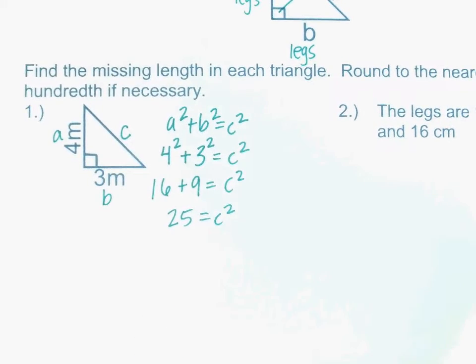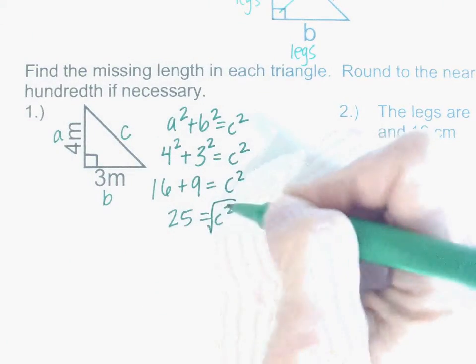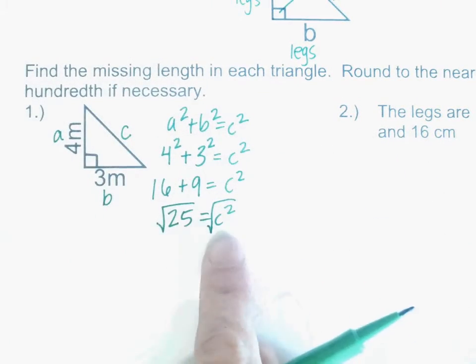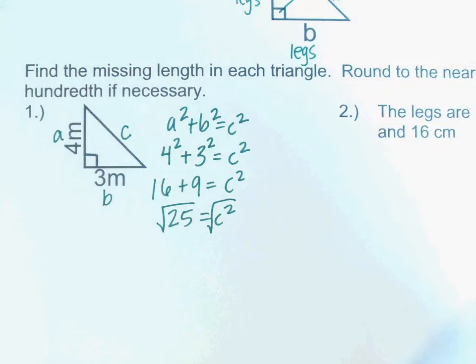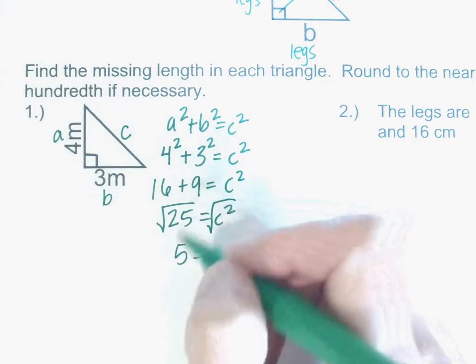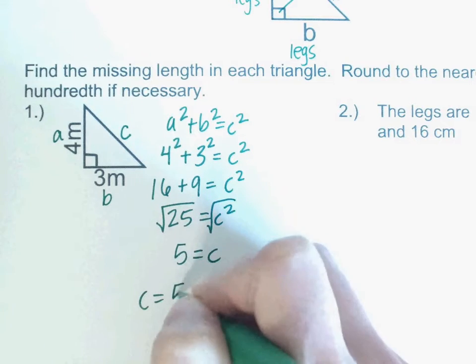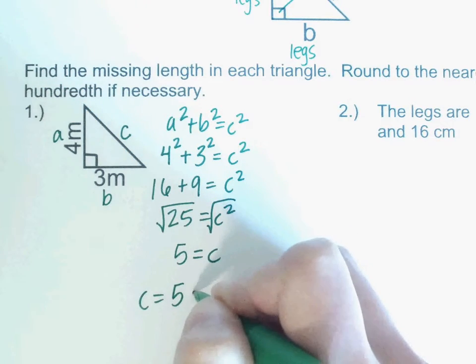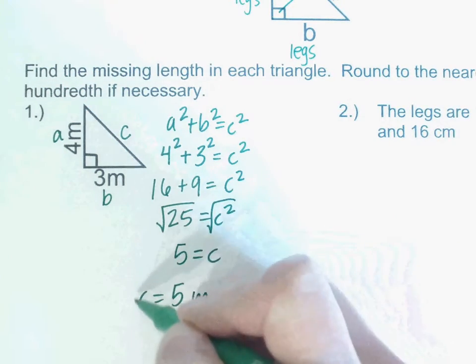Remember, our goal is to solve for just plain C. So if I have C squared, remember we always do inverse operations to solve for a variable. The inverse of squaring, if you remember, is square root. And if you do it to one side, you have to do it to the other. So my final answer, C equals 5. I could go ahead and write down C equals 5 meters.